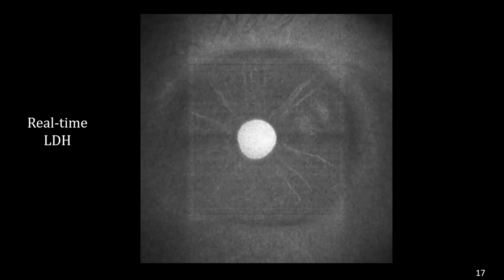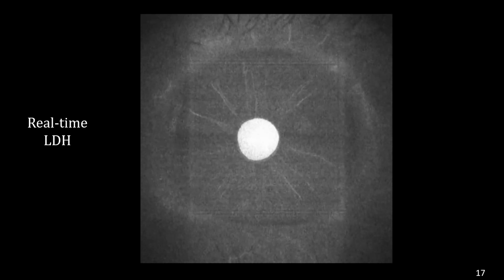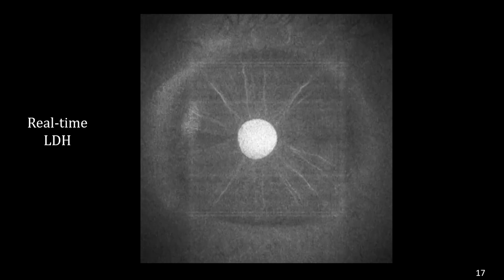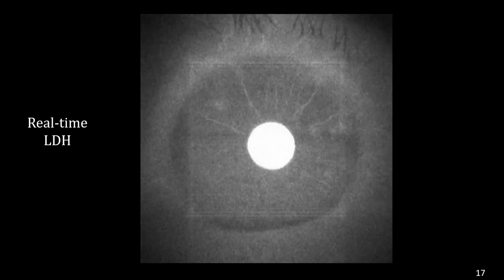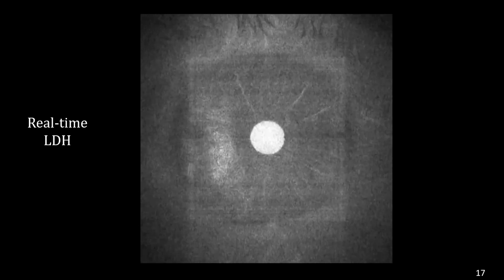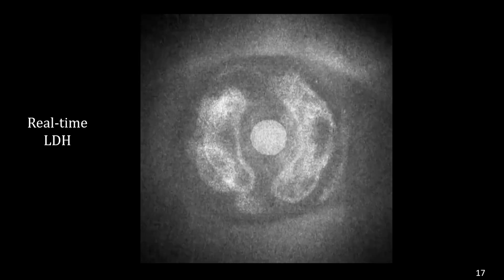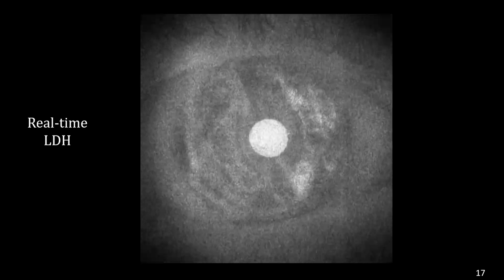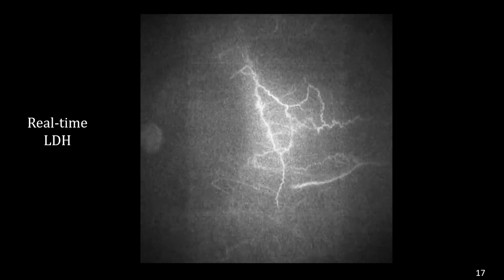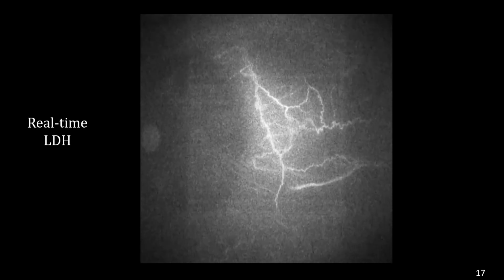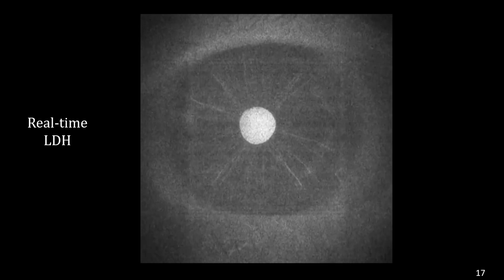And finally, this is an example of real-time LDH. Because as I mentioned at the beginning of the presentation, we don't need very high frequencies to reveal blood flow in the conjunctiva, because the blood is flowing at slower velocities than in the retina. So we can use just a lower frequency. So here it was just a few kilohertz, and it was enough to see the vessels in the iris and the vessels in the conjunctiva.